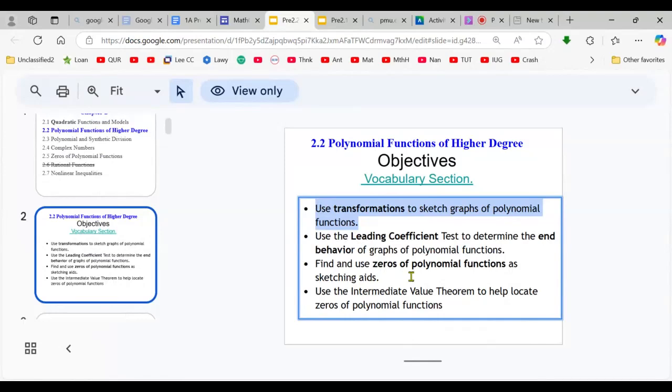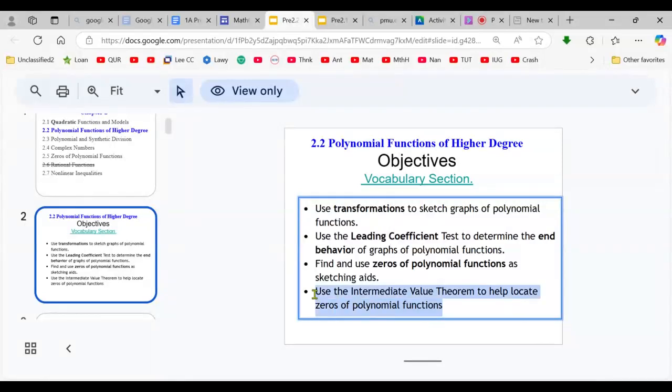Number 1. Use transformations to sketch graphs of polynomial functions. Number 2. Use the leading coefficient test to determine the end behavior of a graph of a polynomial function. Number 3. Find the zeros of polynomial functions and use them as sketching aids.